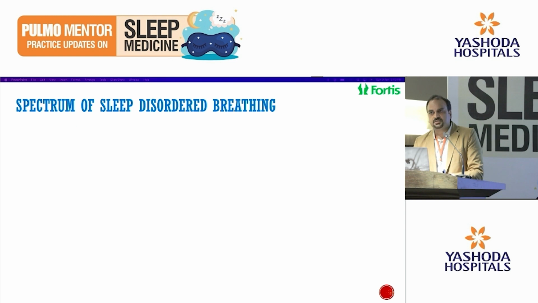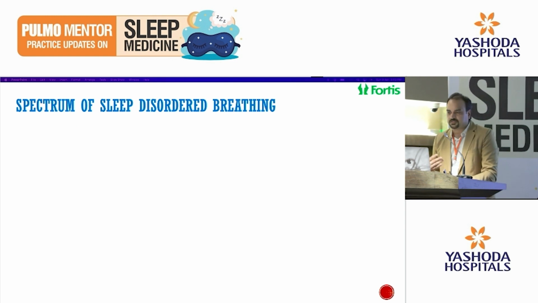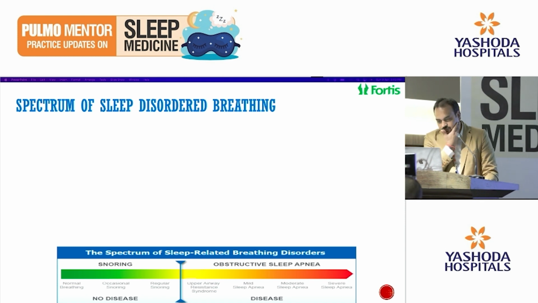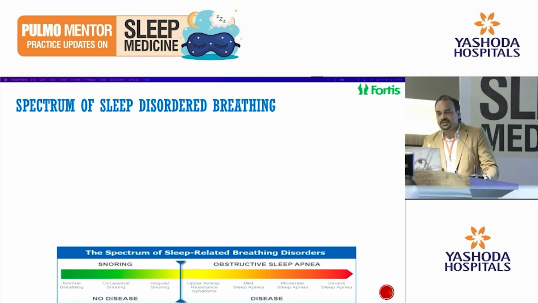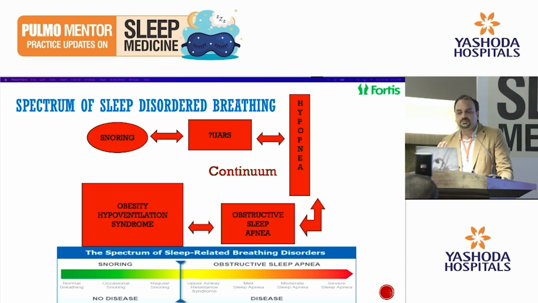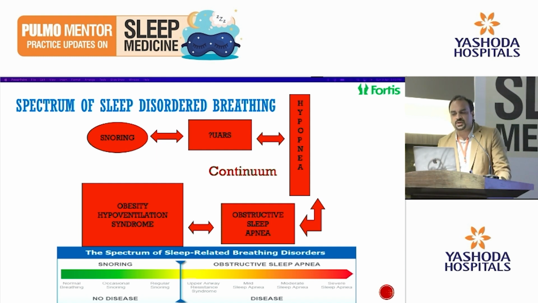So the first thing is the spectrum of sleep disordered breathing. It is widening and improving. As in the last lecture, we have seen that UARS has been out. So the spectrum varies from mild to severe OSA, versus simple snoring, to the controversial entity now, UARS, hypopneas, obstructive sleep apnea, and obesity hypoventilation syndrome. We all had some flavor of this in different lectures, so I'll just be compiling what to treat and how to treat.